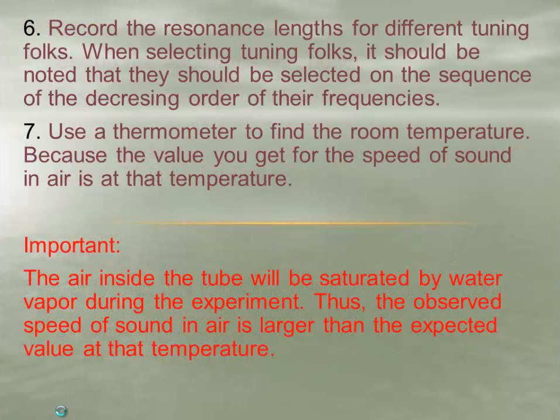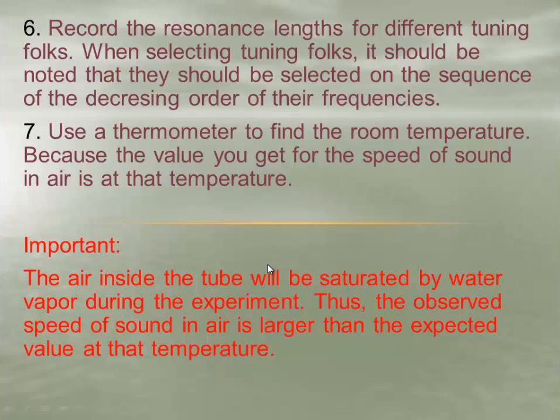Then you repeat this experiment, you record the resonance lengths for different tuning forks, you change the frequency of tuning forks, and when selecting tuning forks, it should be noted that they should be selected in decreasing order of the frequencies, not in increasing order. So say 512, 480, like that. I can't remember the exact values of these tuning forks, but say from 512 to 256, you decrease the frequency of the tuning fork.